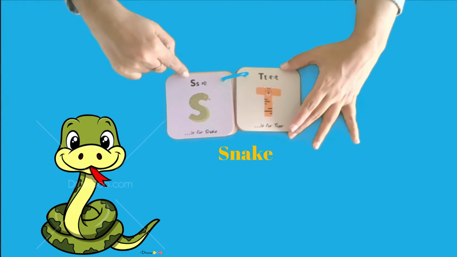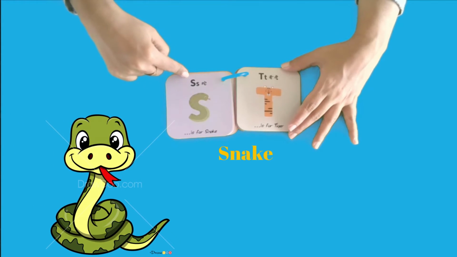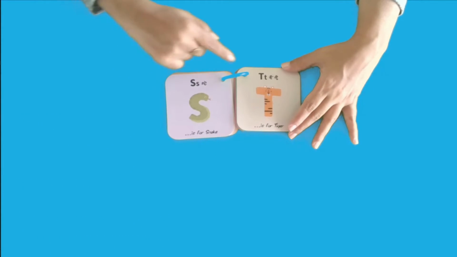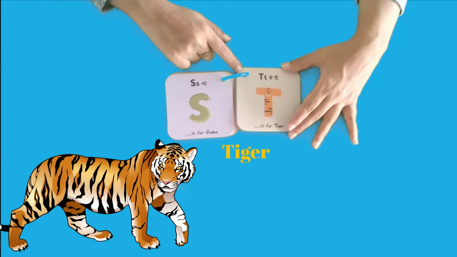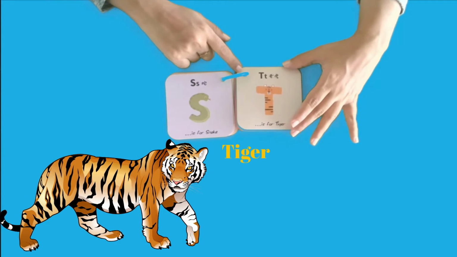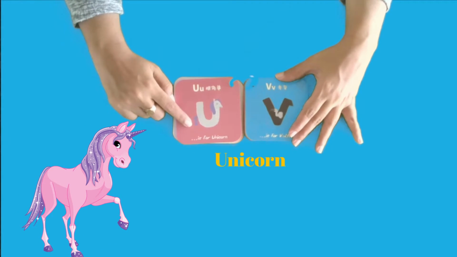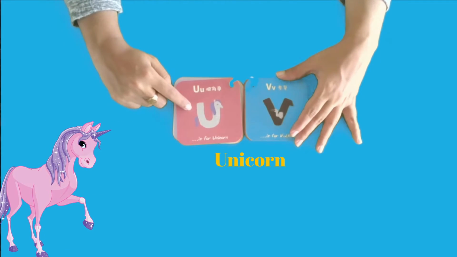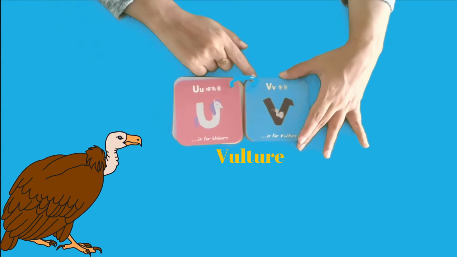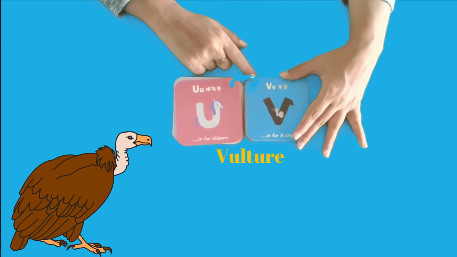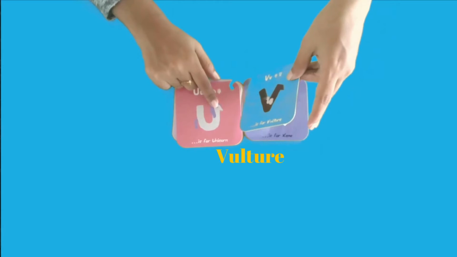S is for snake. T is for tiger. U is for unicorn. V is for vulture.